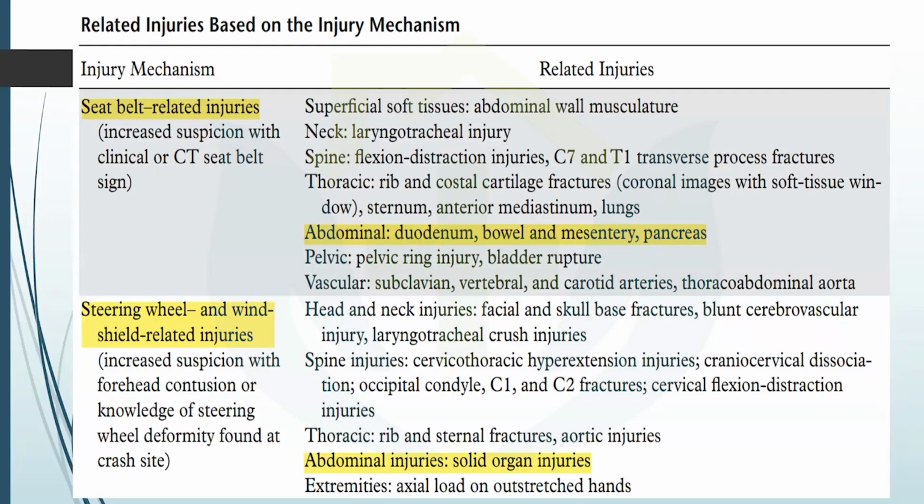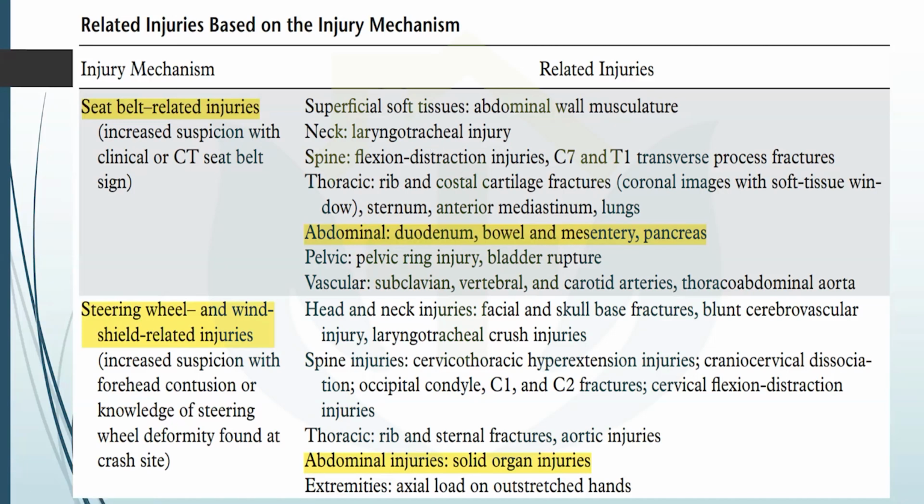Seat belt injuries result in injury. It can result in injury to the neck because the seat belt is coming from the neck, and then it goes across the abdomen to the slot in the back. So it can cause spinal fracture, flexion distraction injuries at C7-T1, multiple levels.